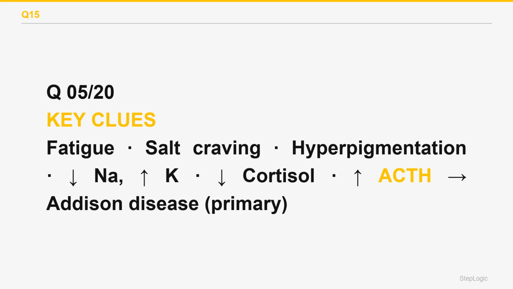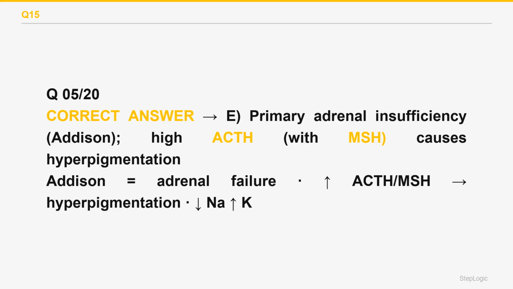Because the adrenal gland is failing, cortisol stays low even after ACTH stimulation, and the pituitary ramps up ACTH, so ACTH is high. The hyperpigmentation results from the high ACTH. ACTH is cleaved from the same precursor, POMC, as melanocyte-stimulating hormone, MSH, so excess ACTH stimulates melanocytes, darkening skin creases, scars, and the buccal mucosa. The correct answer is E.